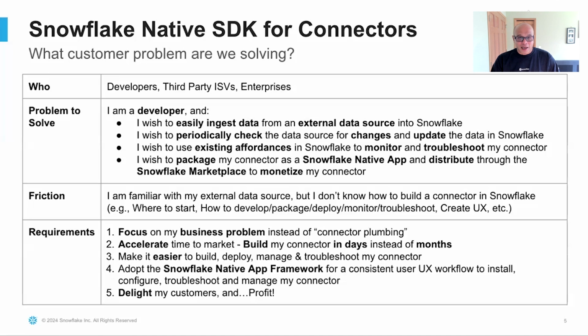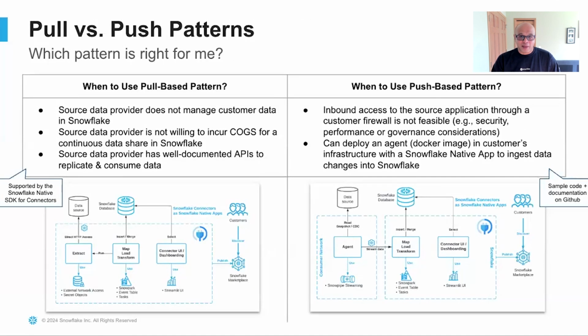So with that context, let's go deeper into a couple of patterns that we see. Now, broadly speaking, we see two patterns where customers want to ingest data from an external data source into Snowflake. The first one on the left is what we call a pull-based pattern. And the one on the right is the push-based pattern. And we have customer use cases for both. As the picture on the left shows, a pull-based pattern is useful when the data provider does not manage customer data in Snowflake, and the data source perhaps has a well-defined set of APIs for consumers to pull information. So, for example, things like Google Drive or SharePoint or even GitHub or other systems.